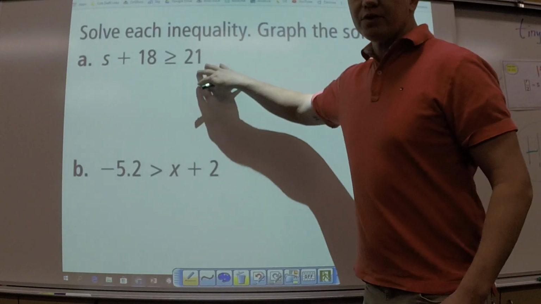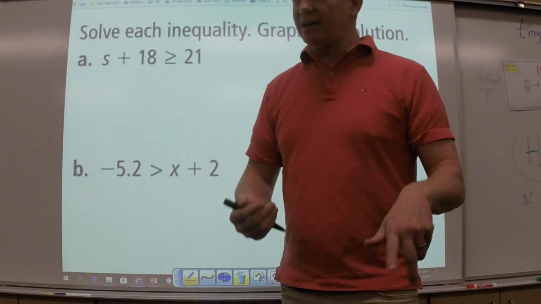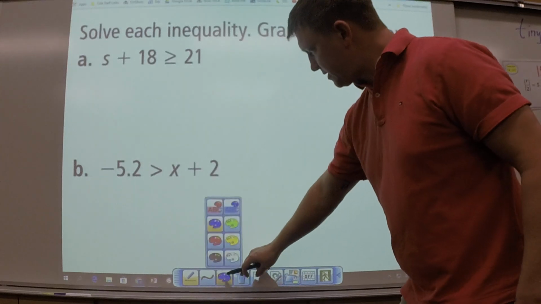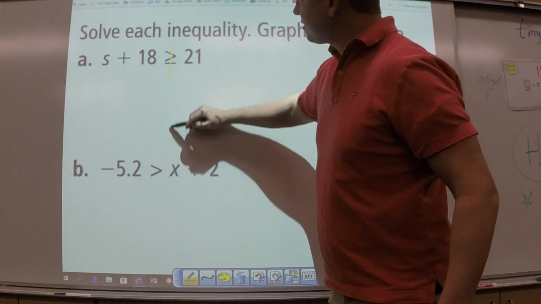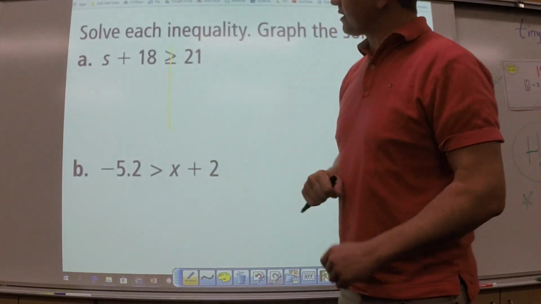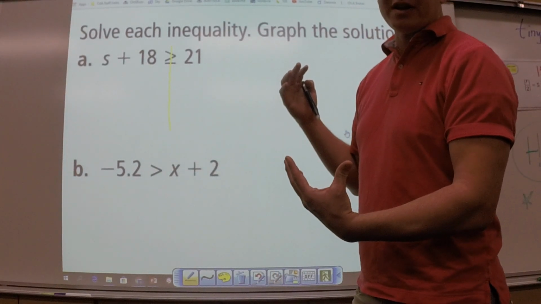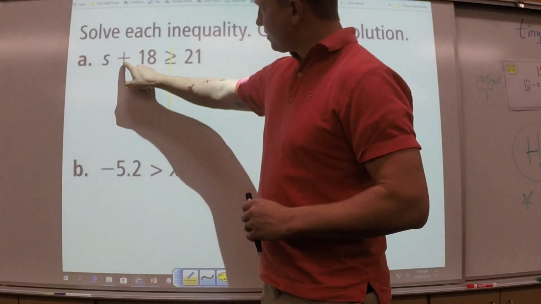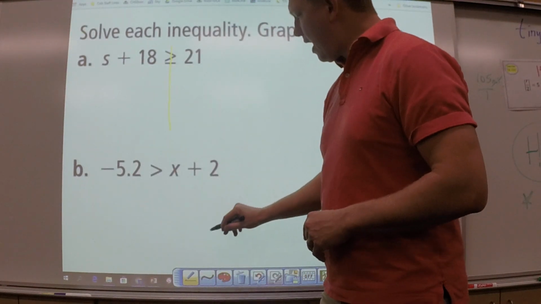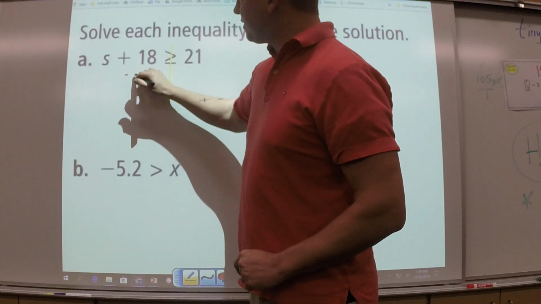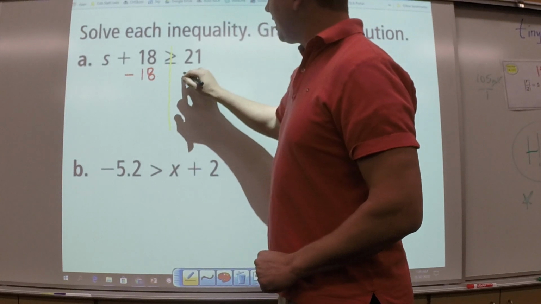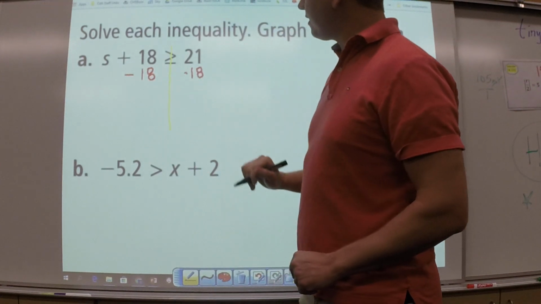Here are two examples where all we're doing is adding and subtracting, and we treat them very similar to equations. So I like to put my line right like that. It just emphasizes what are the two sides of my inequality statement. Here's s plus 18, so I need to do the opposite of adding 18, which would be subtract 18 from both sides, right like that.